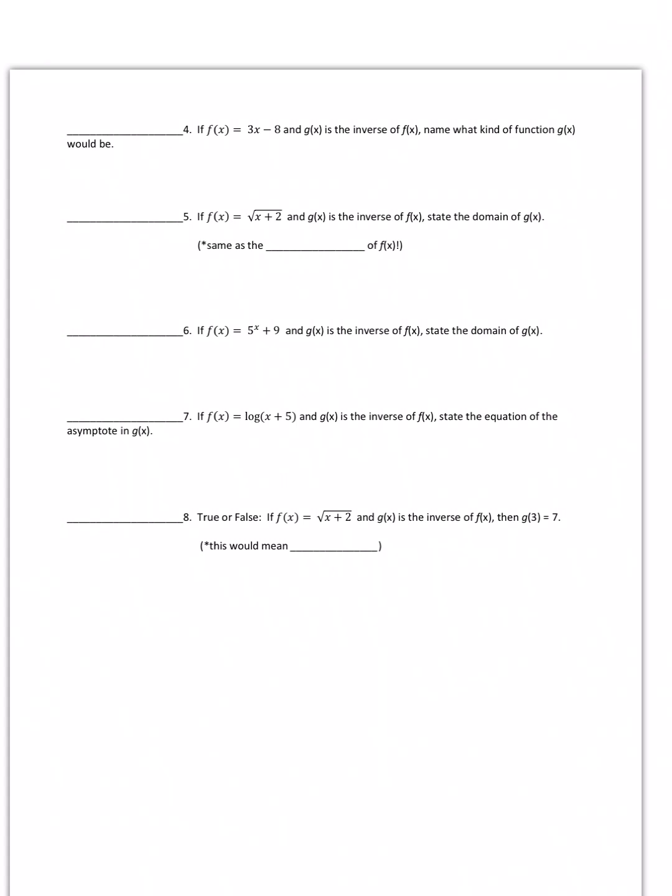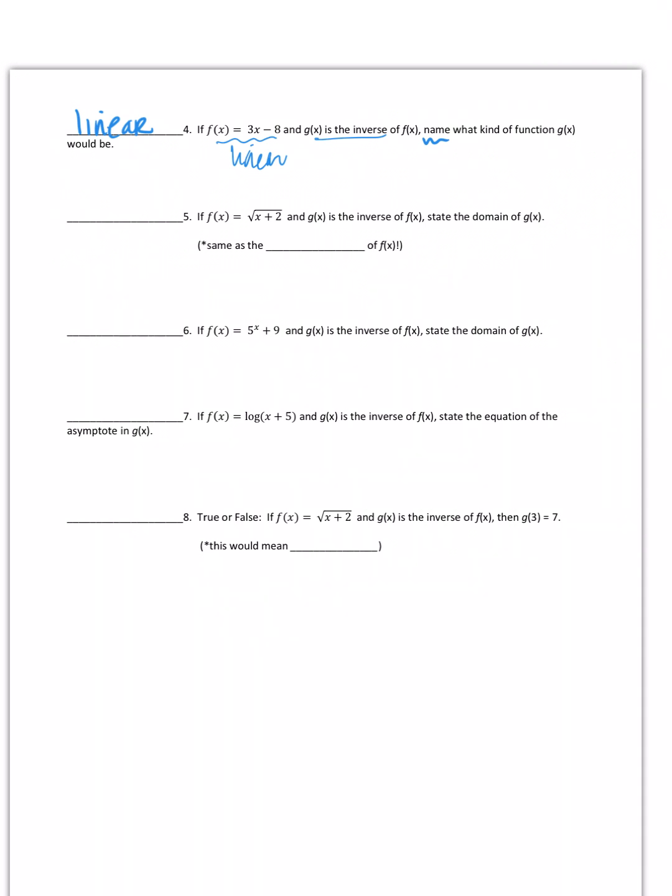So, number 4, if f of x is equal to 3x minus 8 and g of x is the inverse of that, name the kind of function that g of x would be. So we're just naming. That's all we're doing on this one. Well, you got to know, what kind of function is this? Well, this is linear. And when we invert a linear, what do we end up with? Well, we said it comes out to be another linear function. If you need to, go back and look at example 1.